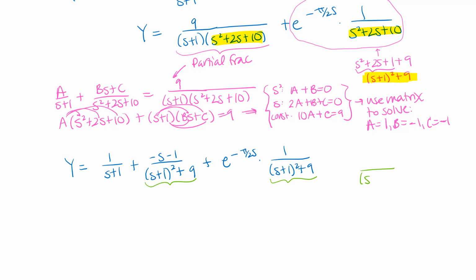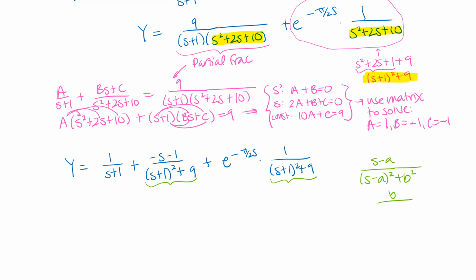a denominator of that form, s minus a, the quantity squared plus b squared, and then I need to force the numerator to be what I need. So I have two of them. I have one where the numerator is s minus a, and then I have another one where the numerator is b. So for the last one here, I have a constant on the numerator, so I want a 3 on the numerator there. That would be the b.